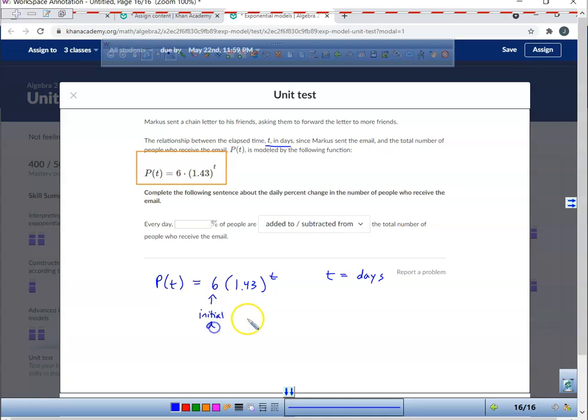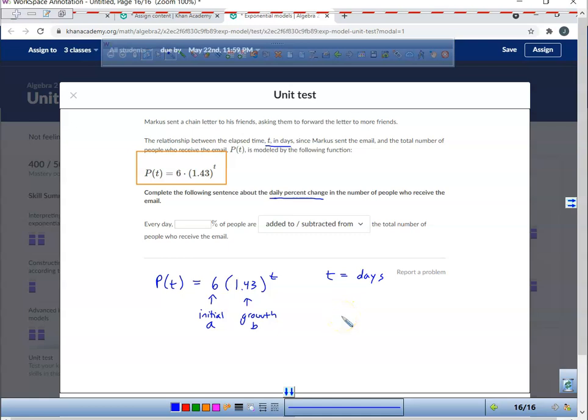Okay? That's your A value. What's the growth factor? How do I know it's growth? Because it's bigger than 1. So what's my B value? 1.43. So if it says what's the growth factor, you say 1.43. But it says what percentage, what's the daily percent added to.